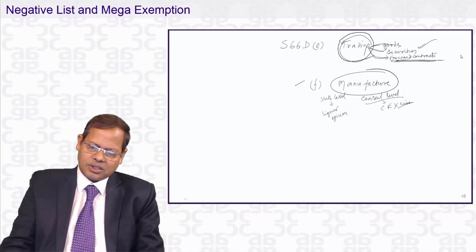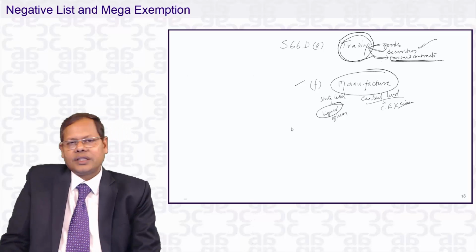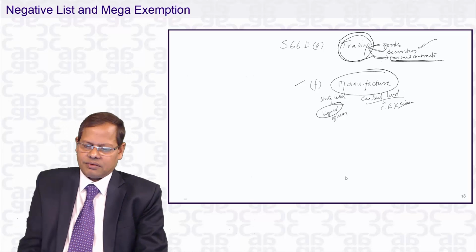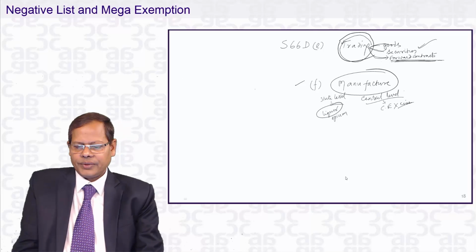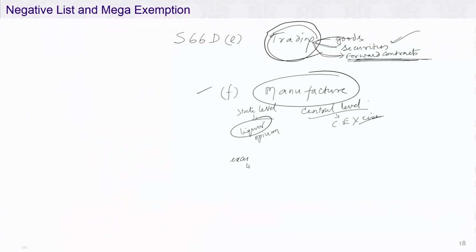But what about liquor? Recently they have made an amendment. What is the amendment they have made? They say except alcohol for human consumption. Means if it is alcohol for human consumption, it is taxable. Earlier it was not.